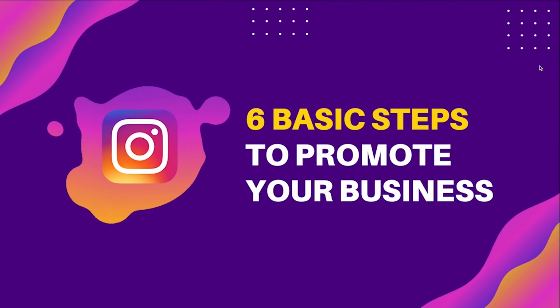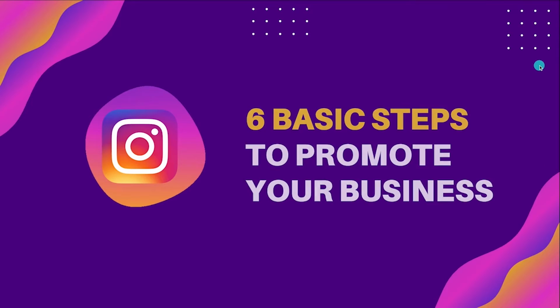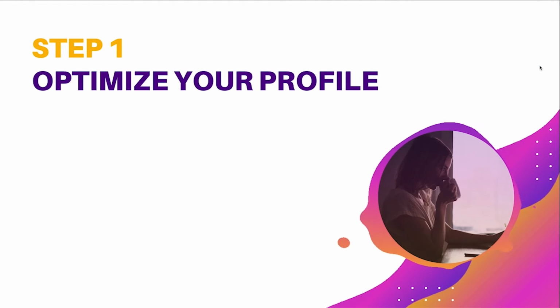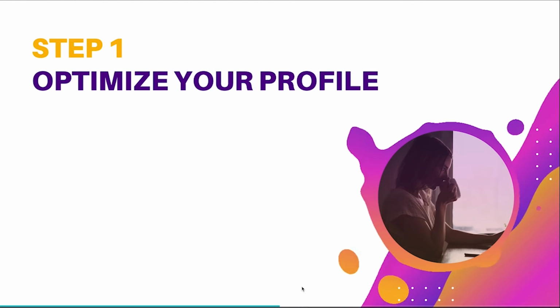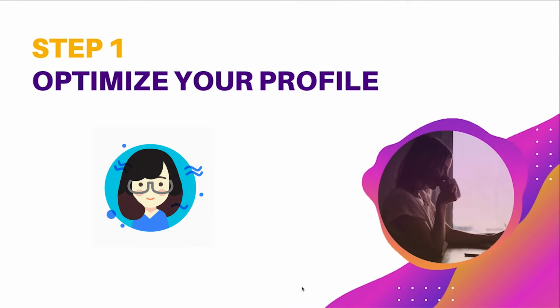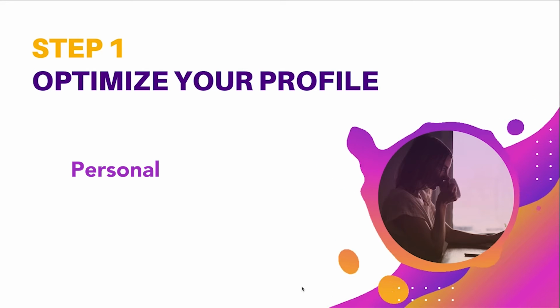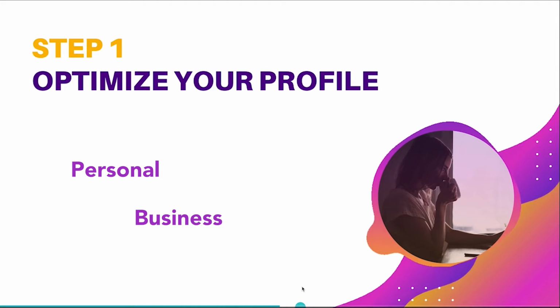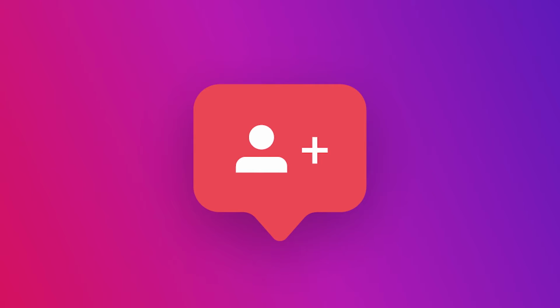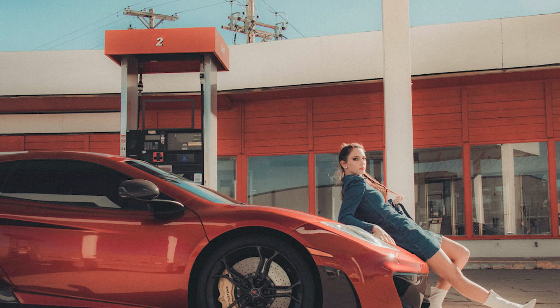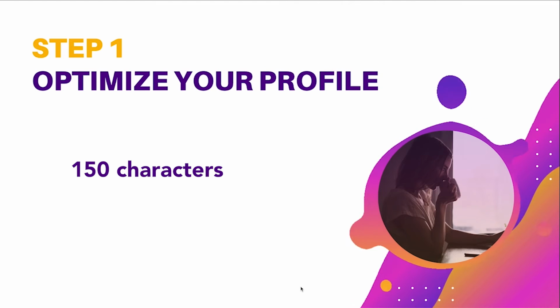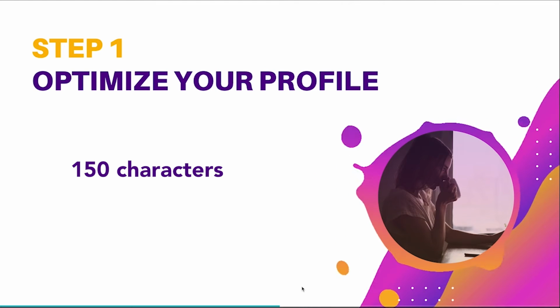So, the 6 steps for you to master Instagram for your business. Step 1, optimizing your profile. Once you have created an account with Instagram, you will be prompted to create a personal and/or a business profile. And this is where new followers will find out more about you, who you serve, and what your personality is like. And it's your chance to shine in 150 characters or less.